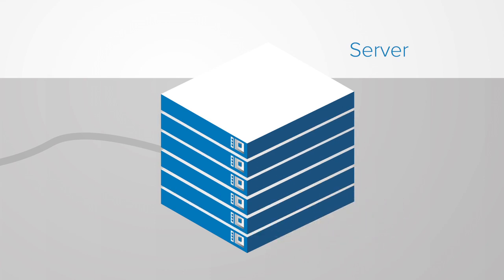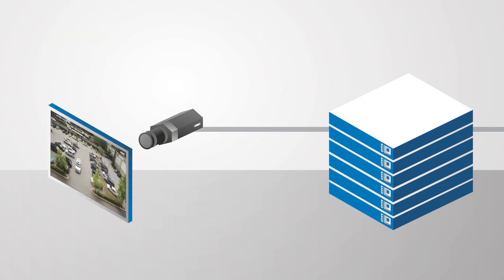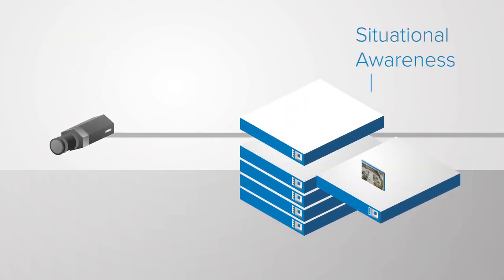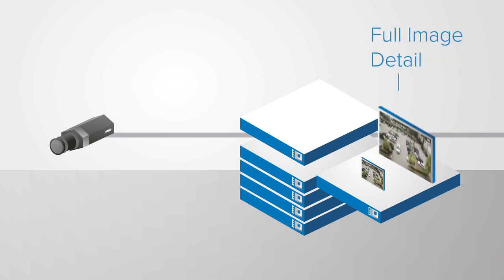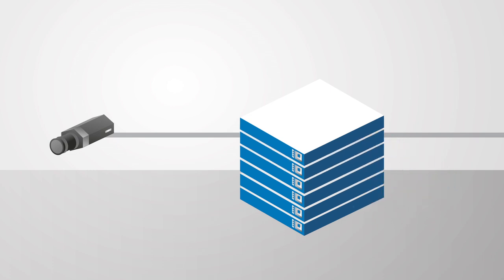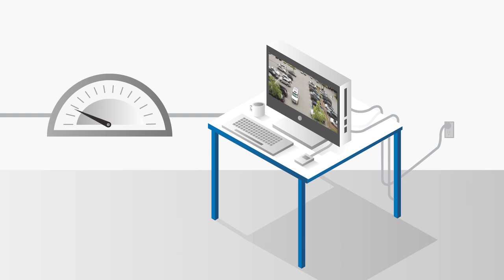But that's only part of it. See, while all this is happening, HDSM is simultaneously separating your footage into two separate streams: situational awareness, a smaller stream, and full image detail, a much larger stream. Most of the time, you'll only need situational awareness, so that's the only thing HDSM sends to your screen. Because it has less image detail, it uses less bandwidth.